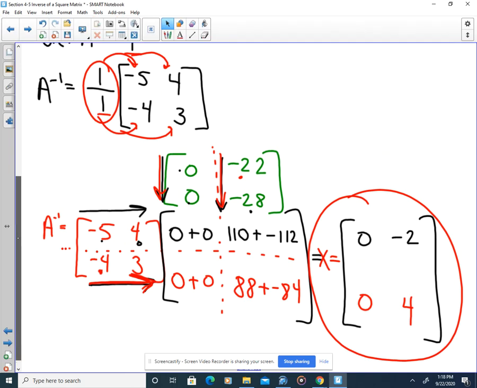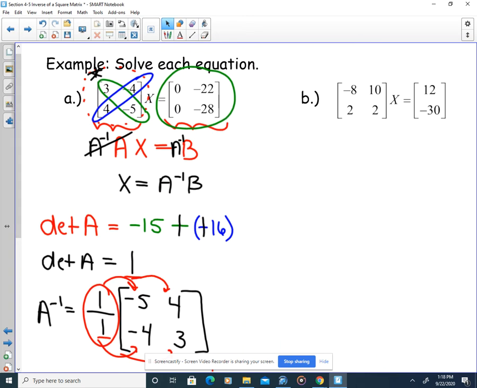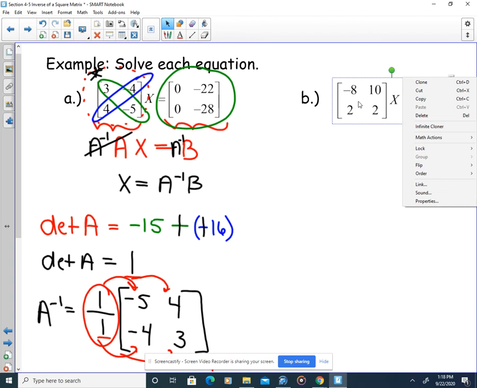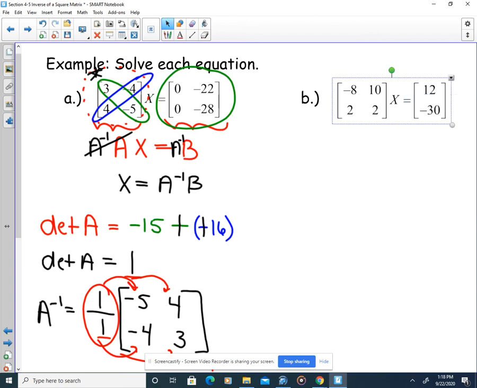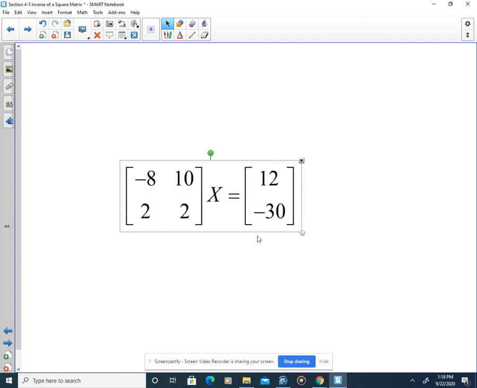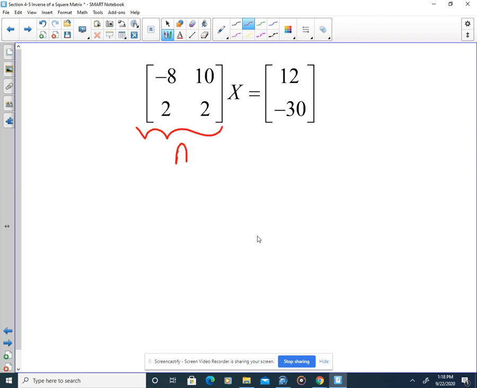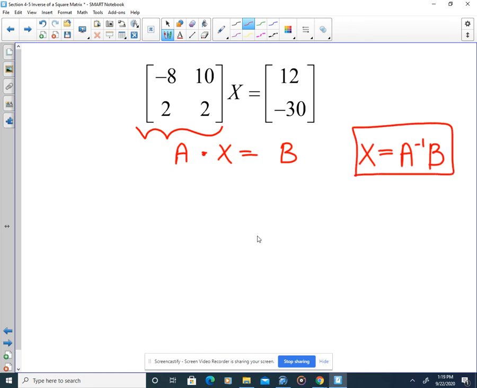So let's do one more example here. Let's do B now. So here's my B. I want to solve for x. Again, this is my A, this is my x, this is my B. To solve for x, we take the inverse of A, multiply by B. So we've got to find the inverse of A.